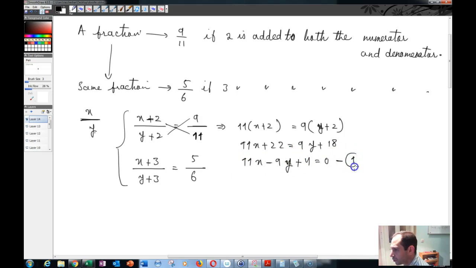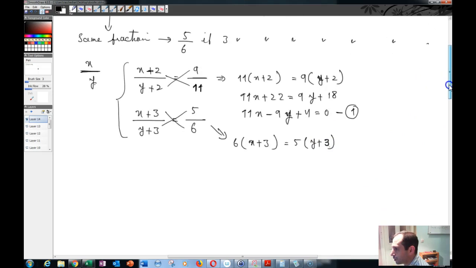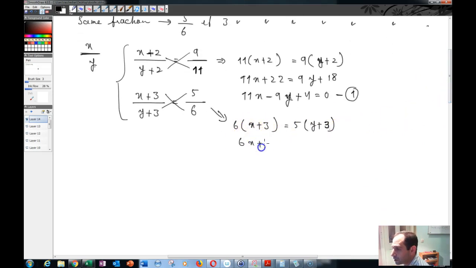So take this as equation number 1, and you can do the same thing here, cross multiply, and you will have 6 times x plus 3 is equal to 5 times y plus 3. And that is 6x plus 18 is equal to 5y plus 15. And so 6x minus 5y, and then 18 minus 15 is equal to positive 3, is equal to 0. And you can call this equation number 2.